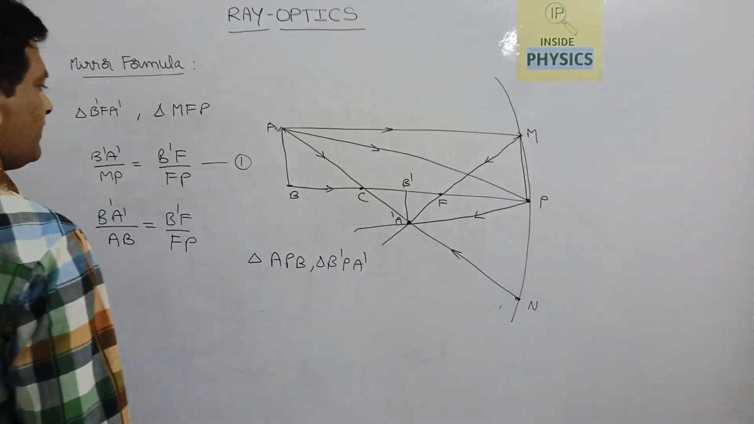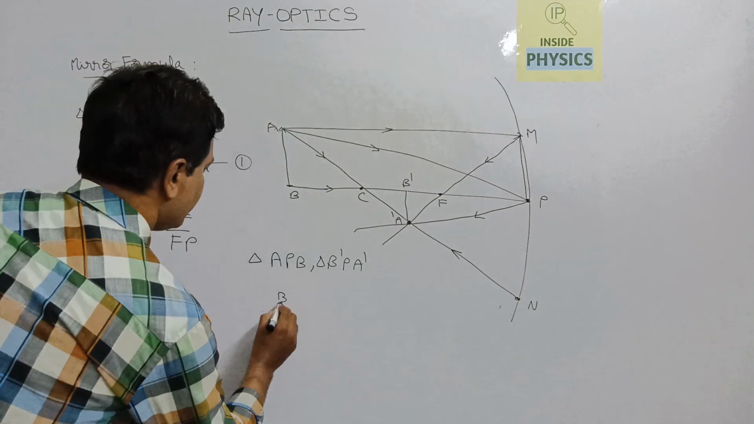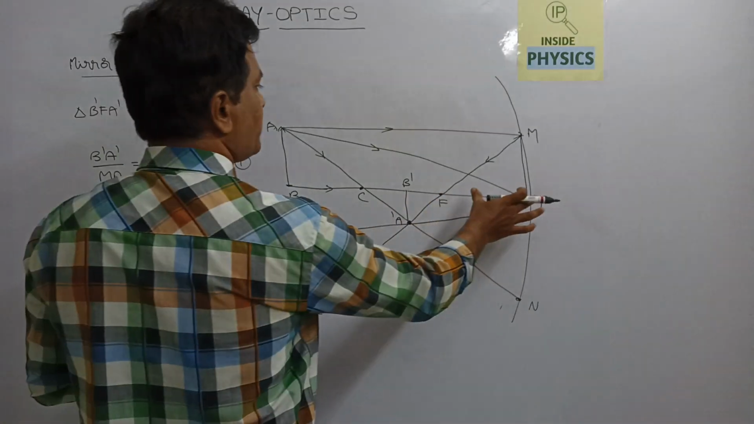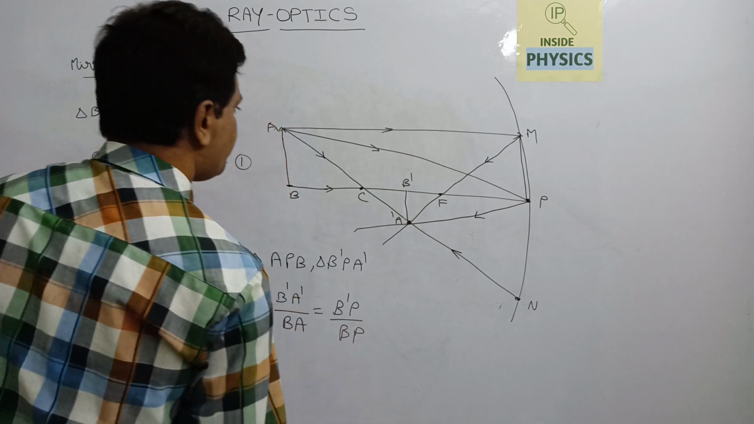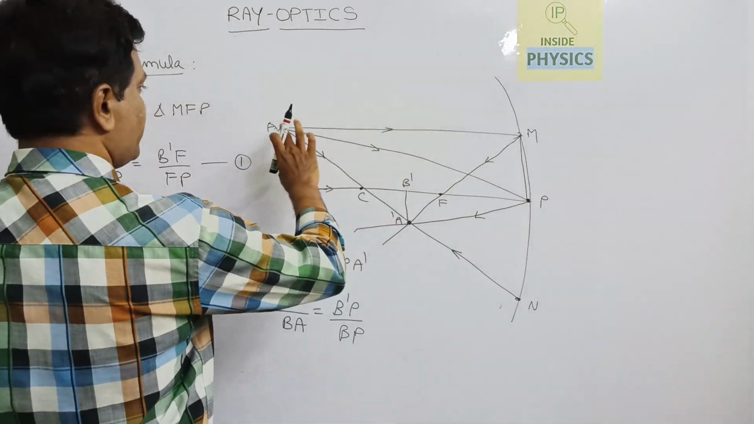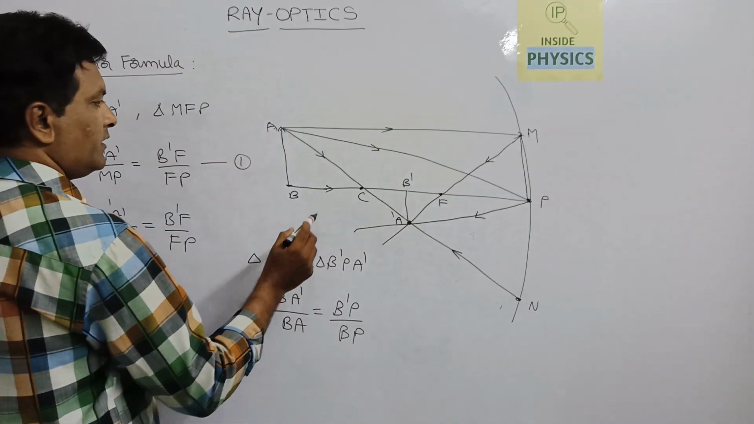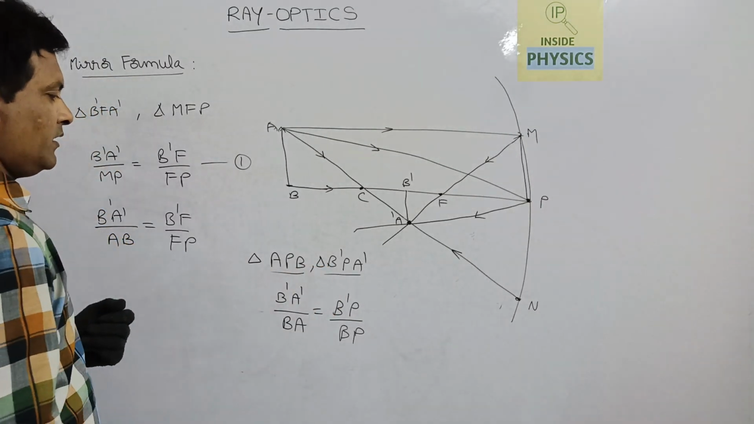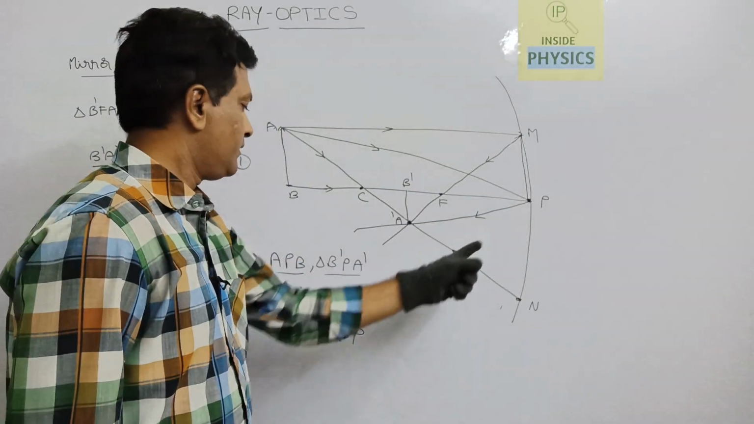we can write B dash A dash by AB is equal to B dash P by BP. Observe this one: with the symmetry of the triangles, triangle APB and triangle B dash P A dash are similar triangles. So with these two triangles we can write B dash A dash by BA is equal to B dash P by BP.